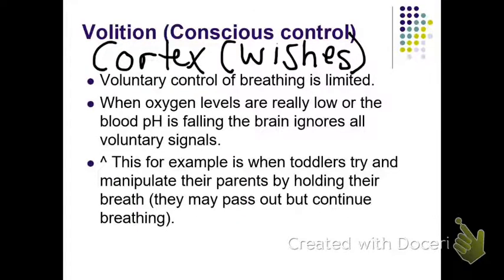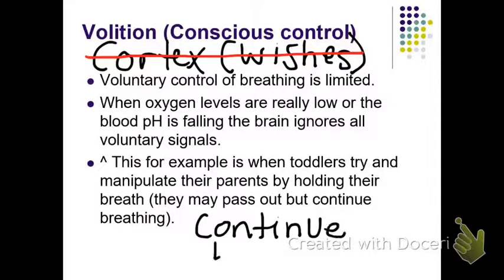And when our cortex is sending these messages to our medulla and the pons, the medulla has this special power that it's able to ignore our wishes so that breathing can be continued. Because if we are not breathing, there are a whole host of problems that originate from that, such as our cells are not able to receive the oxygen they need to survive.